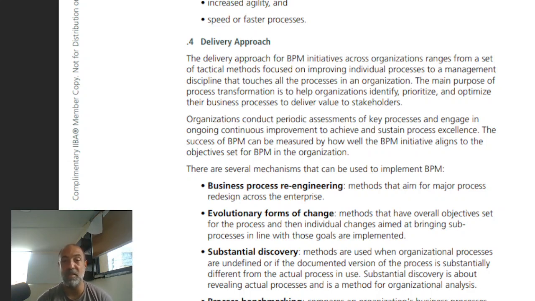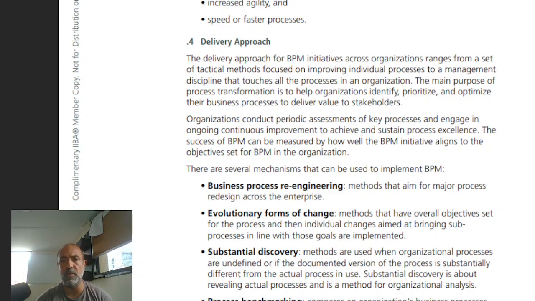excellence. And the success of BPM can be measured by how well the BPM initiative aligns to the objectives set for BPM in organizations. Periodic assessments of key processes and ongoing continuous improvement achieve sustained process excellence. Of course, we are periodically checking so that we are consistently doing better.